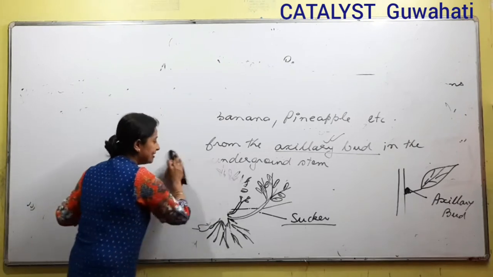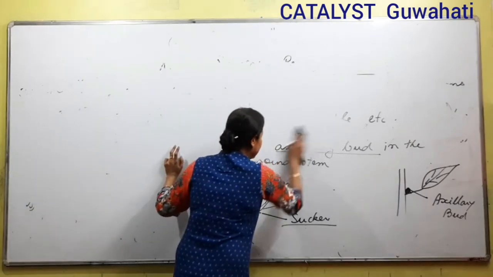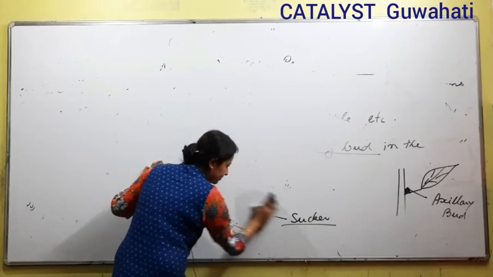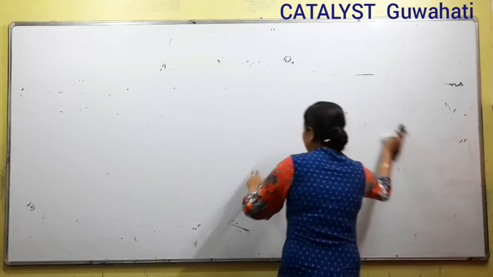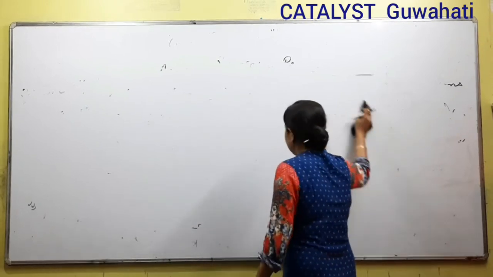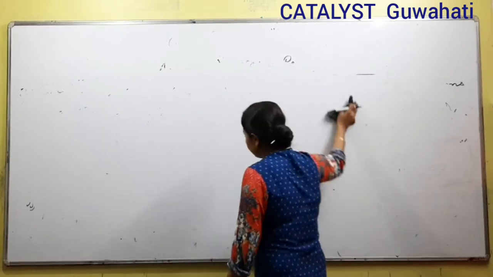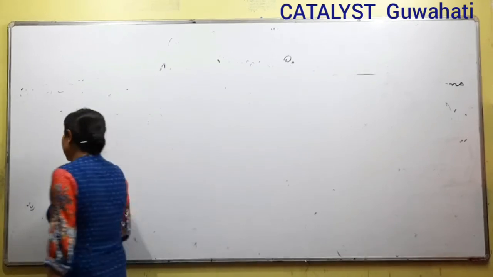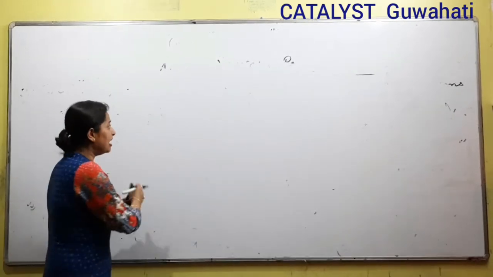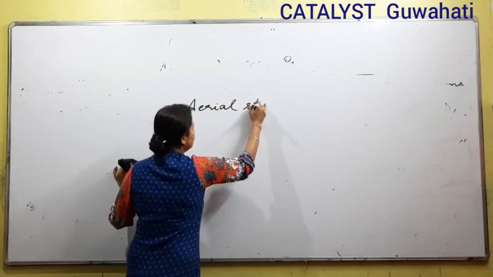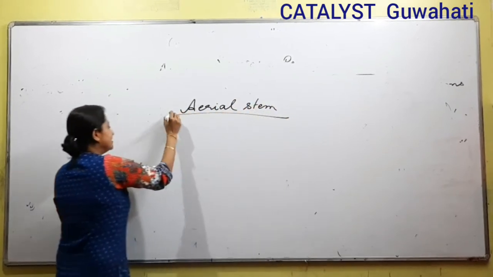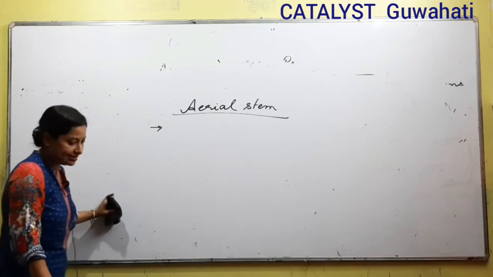We are discussing the different types of stems that take part in vegetative propagation. Stems are classified under three categories: underground, subaerial and aerial. Underground stems, we have talked about the four different types. Subaerial, we have talked about the four types. Now we'll come to the aerial stem. What is an aerial stem? Any stem that is above the ground is called an aerial stem.